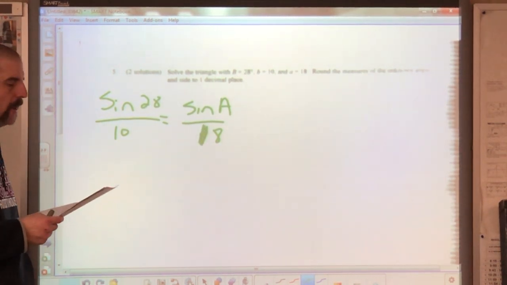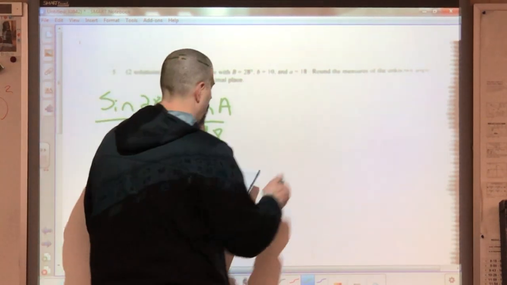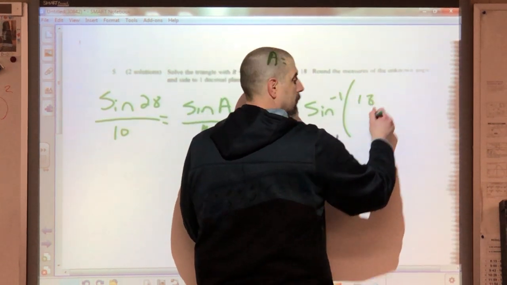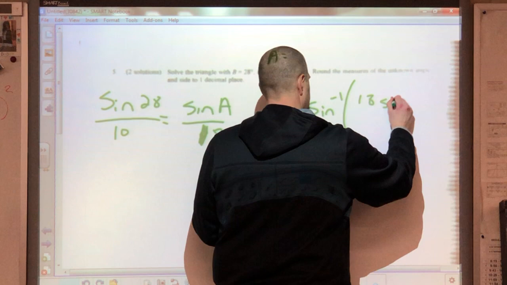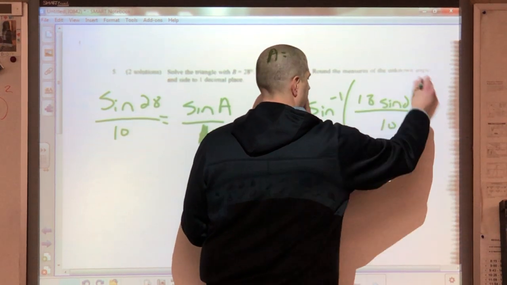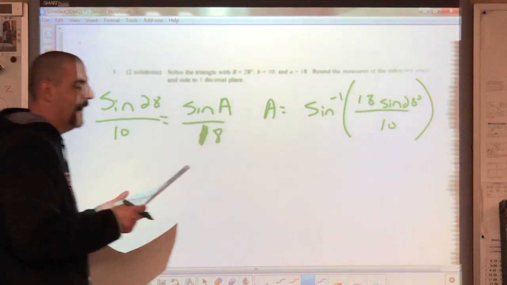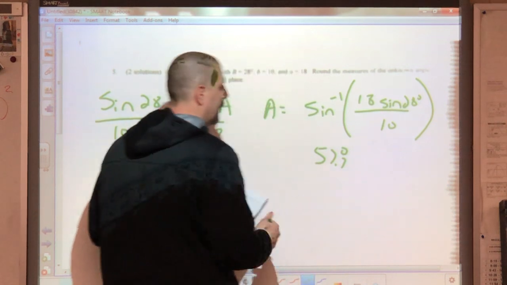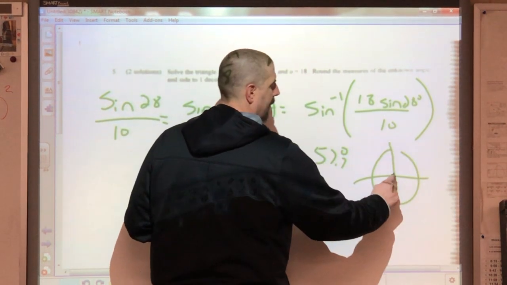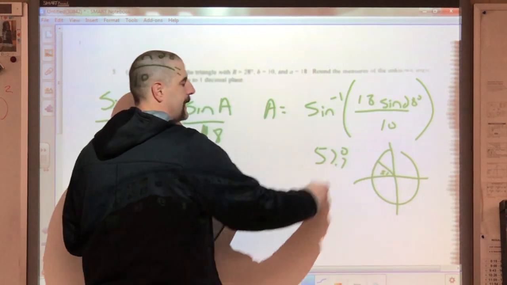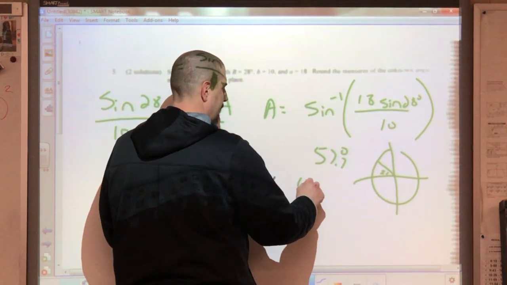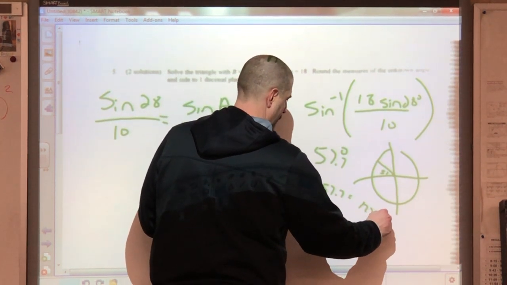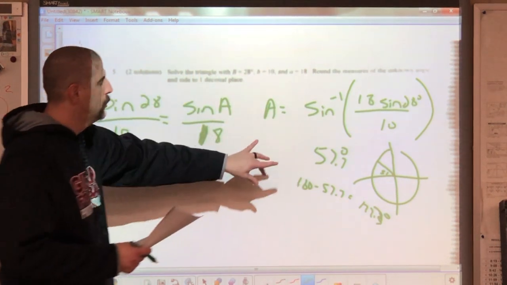Okay, so now we're going to go ahead and solve that. How? By cross multiplying, you'll get A equals inverse sine of 18 sine 28 degrees over 10. So type that in a calculator, you'll get 57.7 degrees. And again, in our unit circle, that would be the equivalent of taking 180 minus that. So if you take 180 minus 57.7, you get 122.3 degrees. So now we have two possible answers.